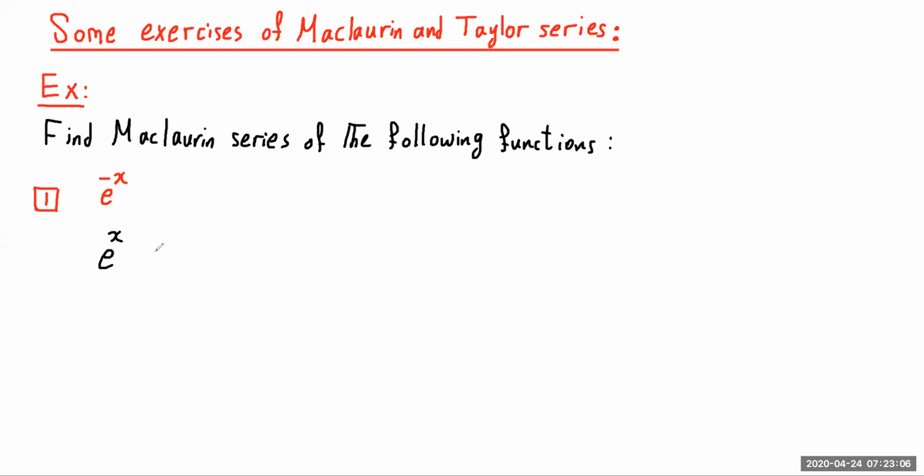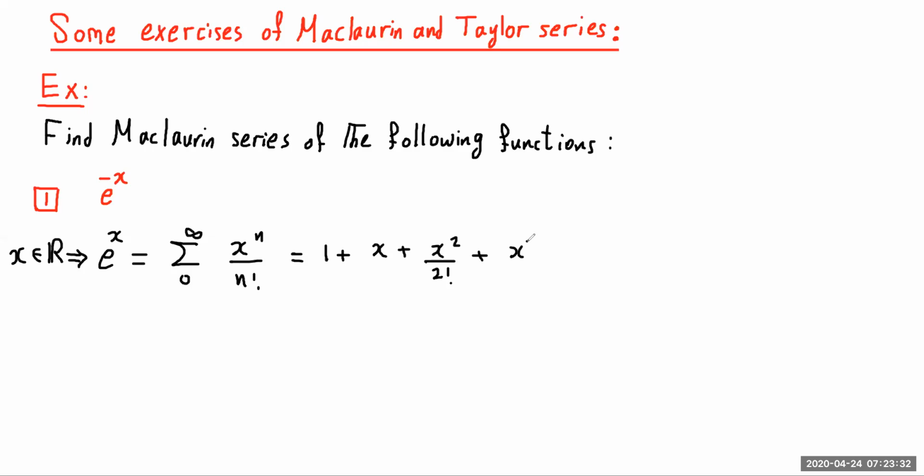We know that e power x is given by sigma x power n over n factorial from 0 to infinity. This is correct for any real number x, and the formula could be written as 1 plus x plus x power 2 over 2 factorial plus x power 3 over 3 factorial plus etc. So let's change each x by minus x. So e power minus x will be sigma minus x power n over n factorial from 0 to infinity.